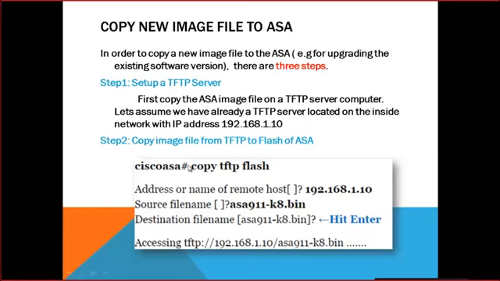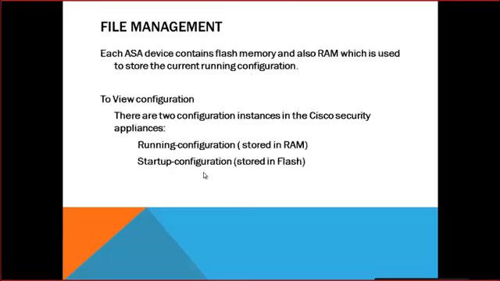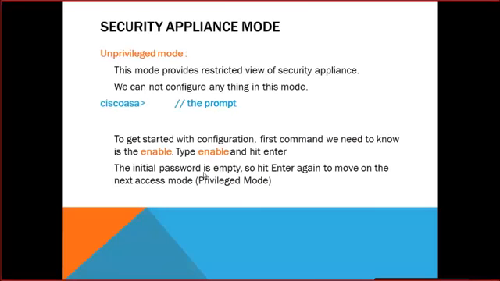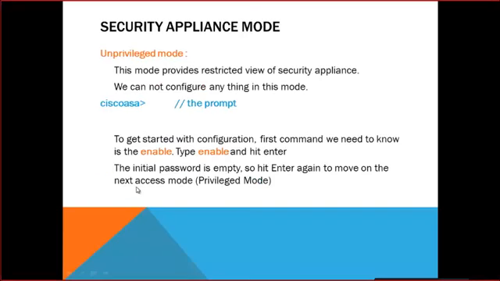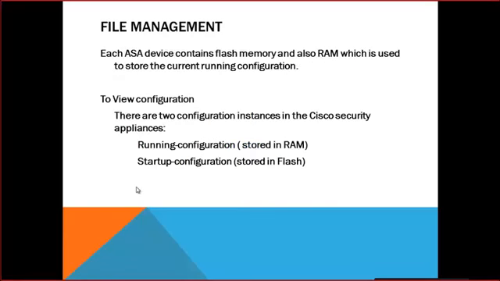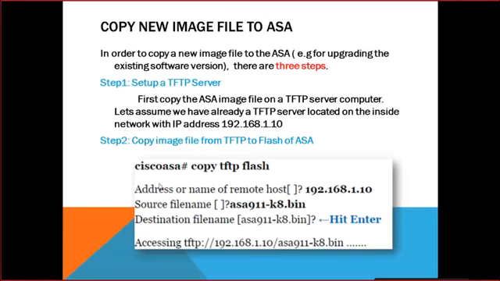You are doing this from the privilege mode. You are not doing this from the monitor mode, the mode which we saw some time back. You can also do it from there, which we'll see later. Right now we are seeing the easy way of copying the operating system. You already have an operating system, you already have ASA up and running, and now you want to upgrade it. So you can do it like this.